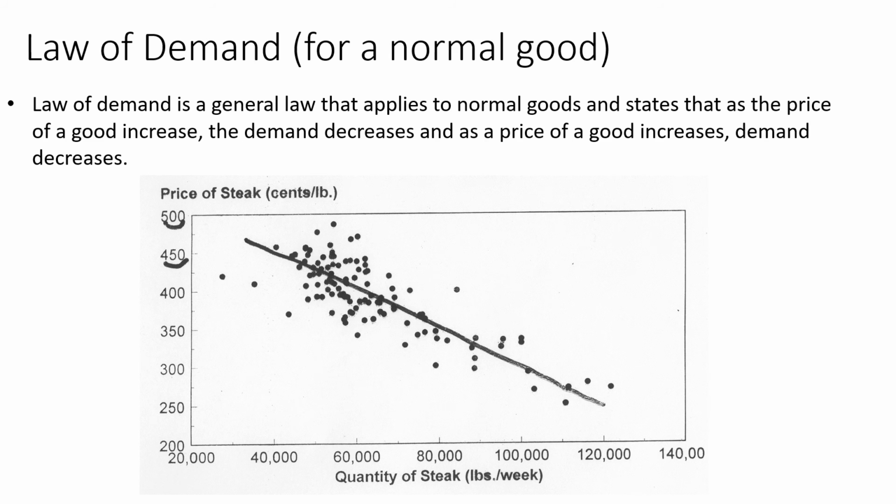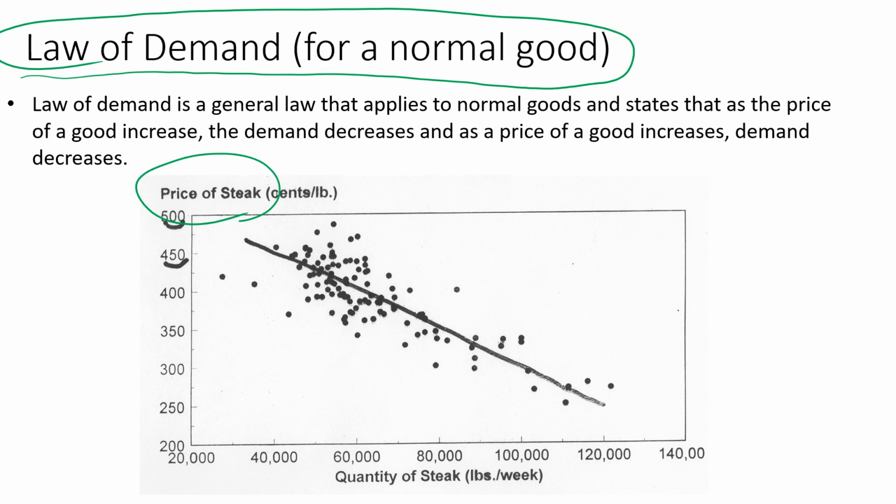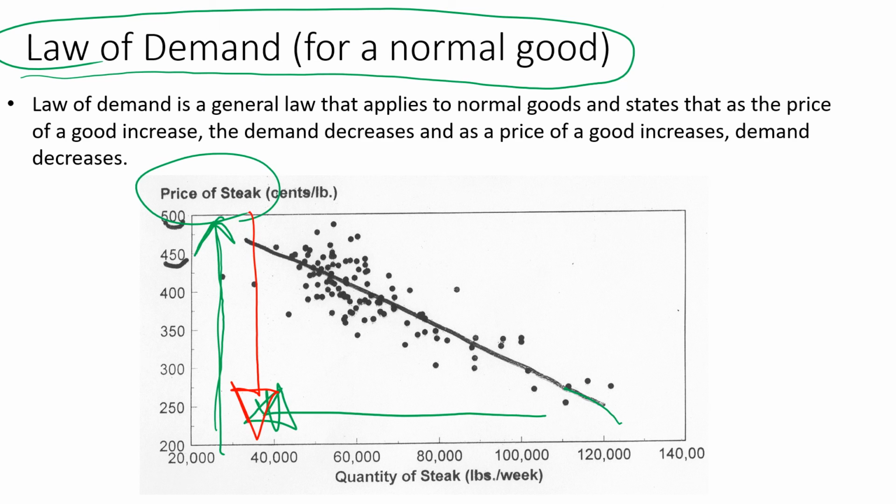Okay, and what I was just giving an example of with the steaks, we have a term for it called the law of demand, and it applies to anything that is a normal good. It just states that as the price of a good increases, the quantity demanded will decrease, and vice versa. As the price of a good decreases, the quantity demanded will increase.